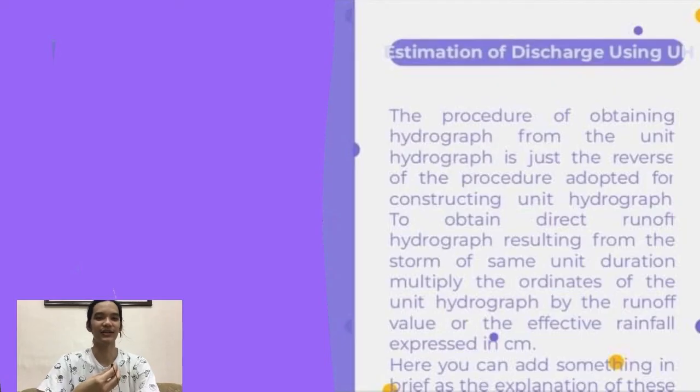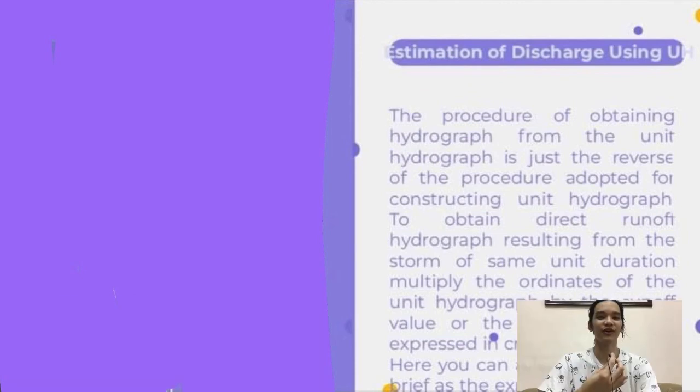Next, estimation of discharge using UH. The procedure of obtaining a hydrograph from the unit hydrograph is just the reverse of the procedure adopted for constructing the unit hydrograph. To obtain the direct runoff hydrograph resulting from a storm of the same unit duration, multiply the ordinates of the unit hydrograph by the runoff value or the effective rainfall expressed in centimeters.